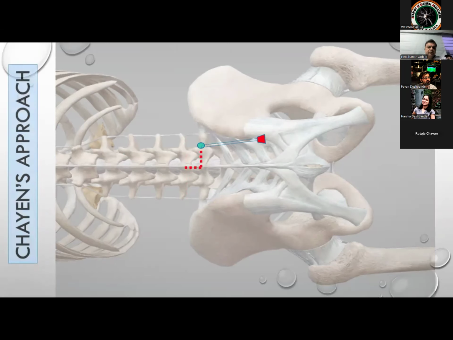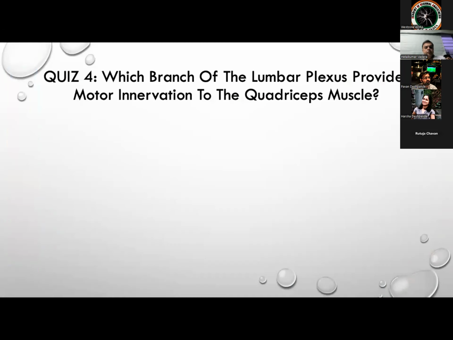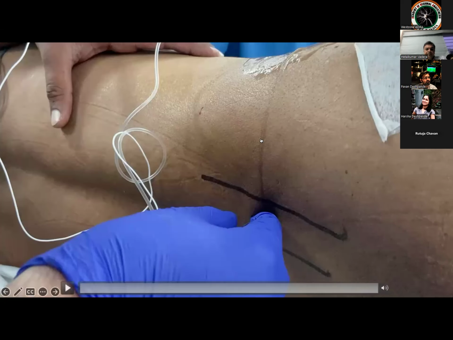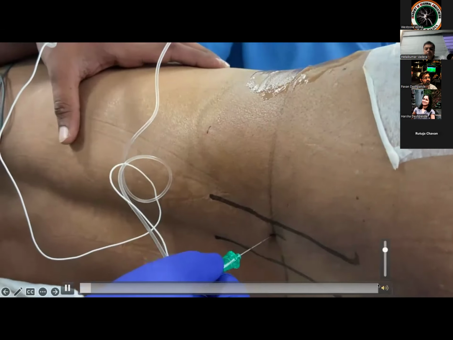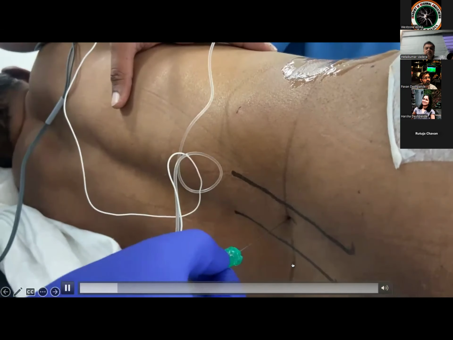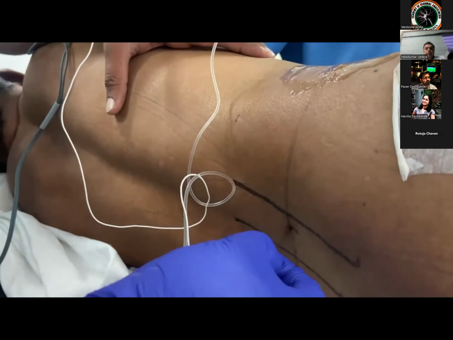So there are other approaches, that is Chayen's approach, that is Dekrey's approach. So these are various approaches. So you have to describe all these approaches properly. Again, you can see this video to see how the contraction appears. This is the Capdevila approach. I'm inserting the needle, I'm hitting the transverse process, and then I am redirecting it a little bit cranially to find the proper response.